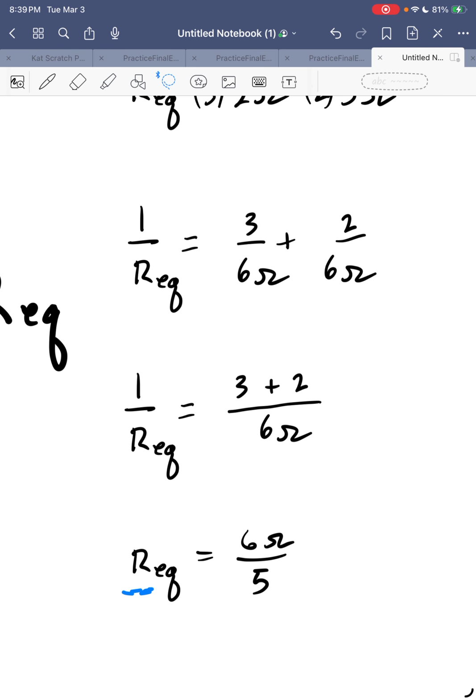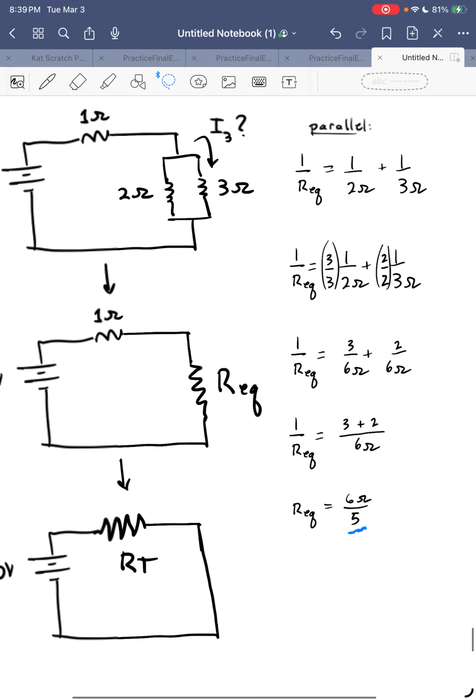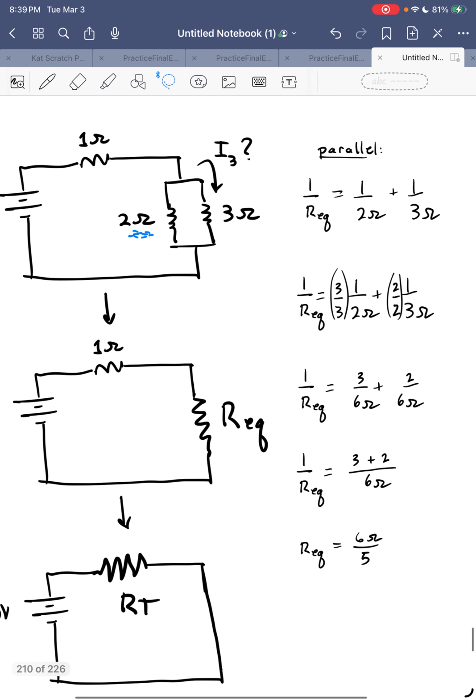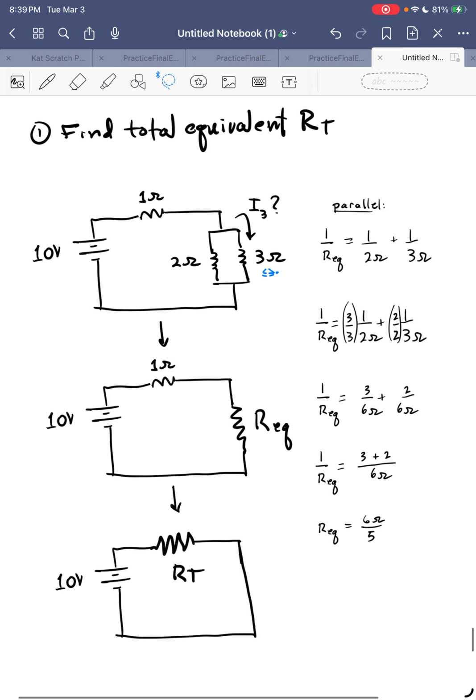I've got to flip it, and I've got to flip that too. So the equivalent resistance is 6 ohms over 5, which is going to be 1.2. And notice that that equivalent resistance, which will go here, is lower than the resistance of either one of these. So when you put things in parallel, the resistance goes down.